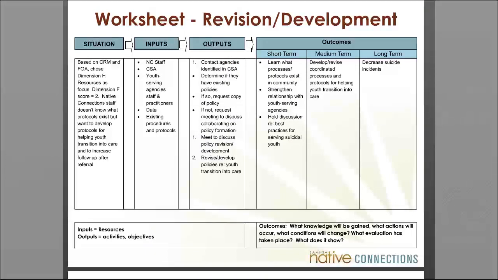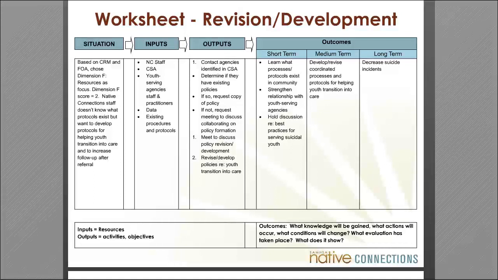So here's an example of revision and development of a worksheet logic model. In the Policies Toolkit, we have provided a blank logic model for you. Here's an example of the logic model worksheet on revising or developing a policy. Let's take a quick tour through this logic model.